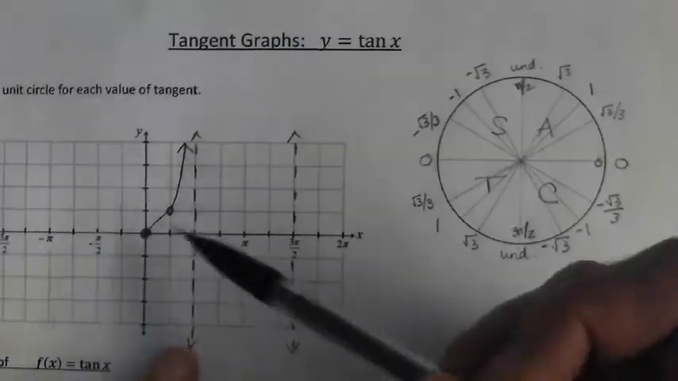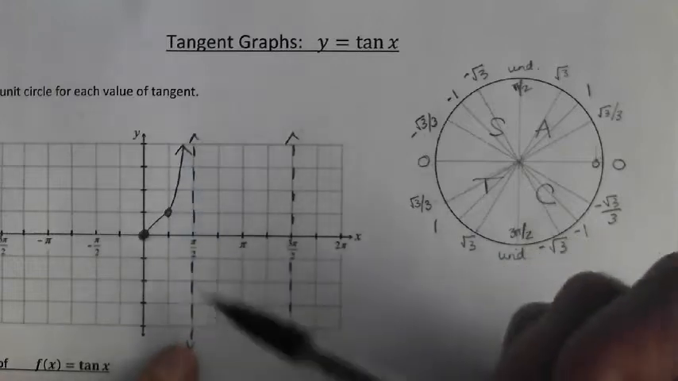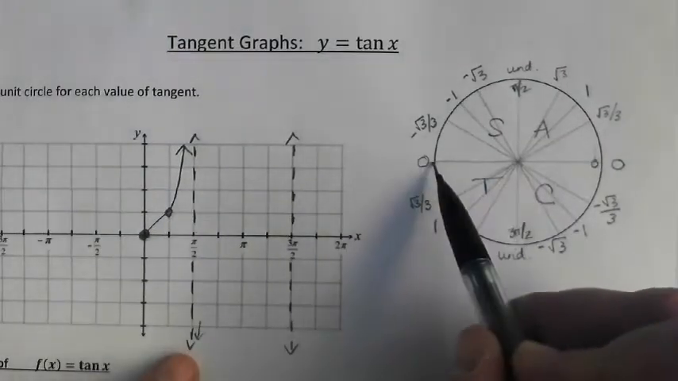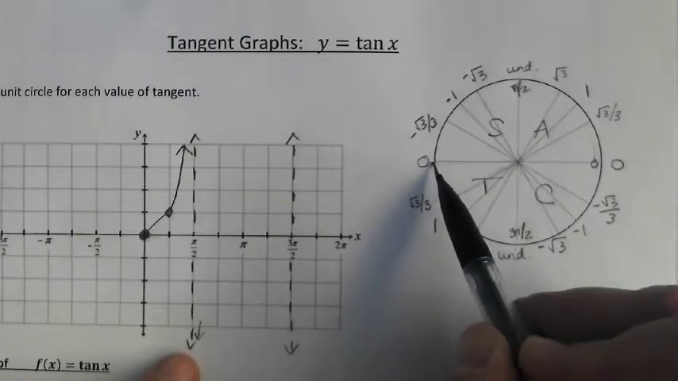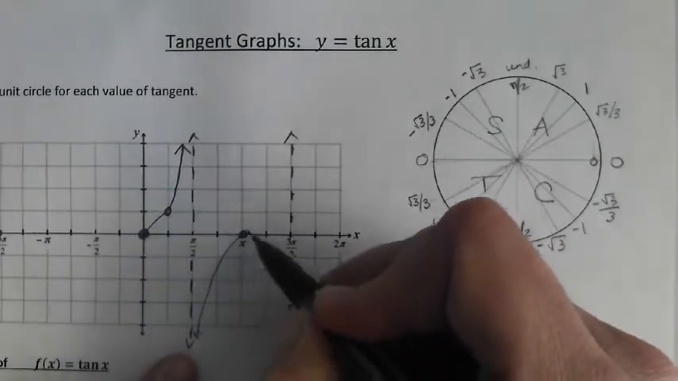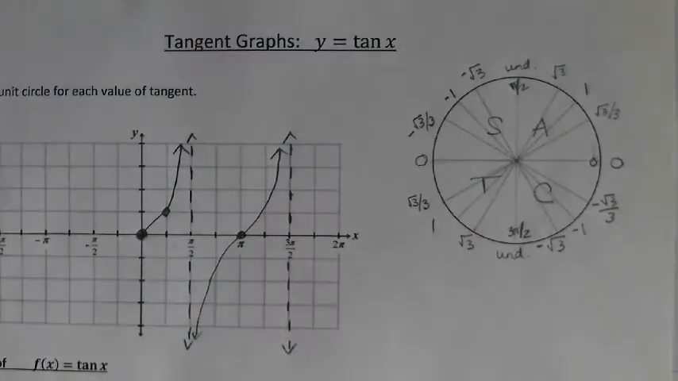And then on the other side of the asymptote, we're going towards negative infinity. And at pi, we have an output of 0 again. So there's a point pi, 0. And then we have this between the asymptotes.